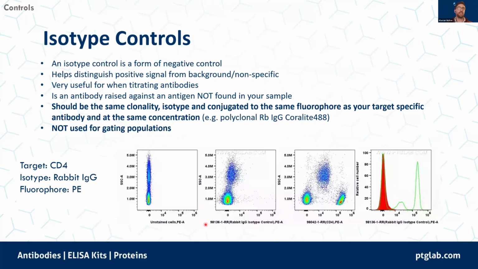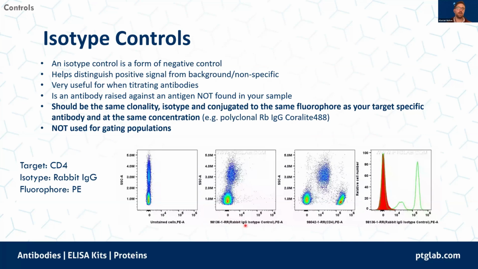Importantly, these should always be the same clonality, the same isotype, and conjugated to the very same fluorophore as your target specific antibody. You should always also use these at the same concentration, because what you're trying to do is just see how your cell is interacting with an isotype control antibody in a non-specific way. And these isotype controls are designed not to bind anything in your sample. And so any signal that you see generated is the result of non-specific background caused by your cells interacting with the antibodies that you're putting onto them.